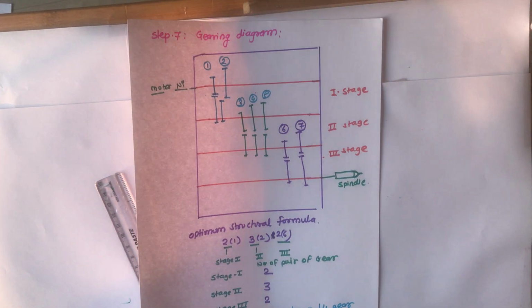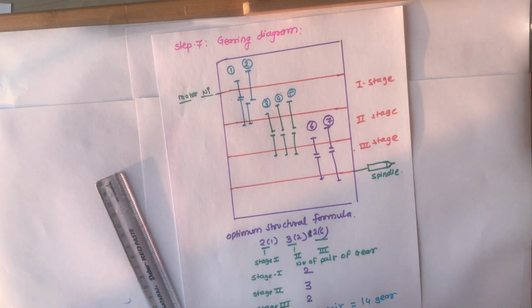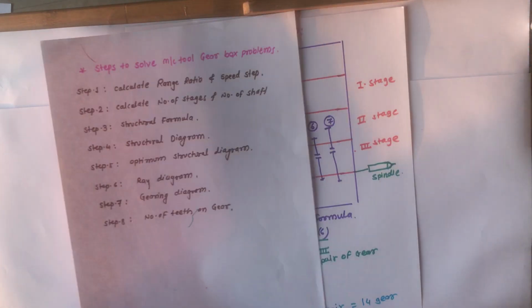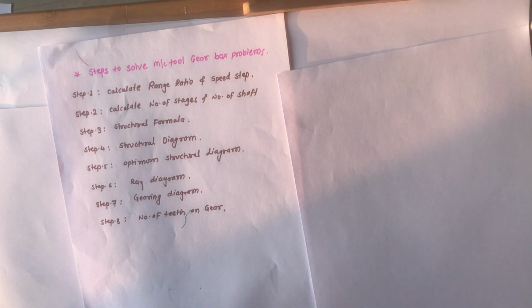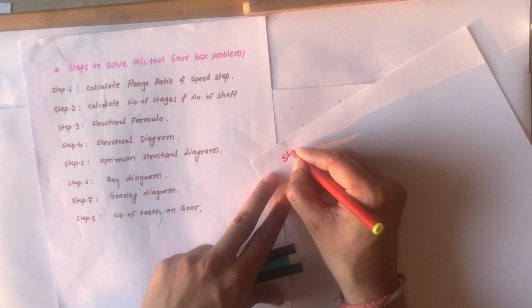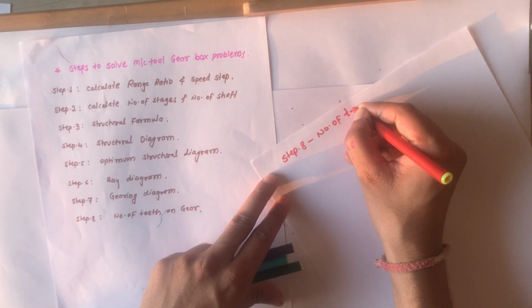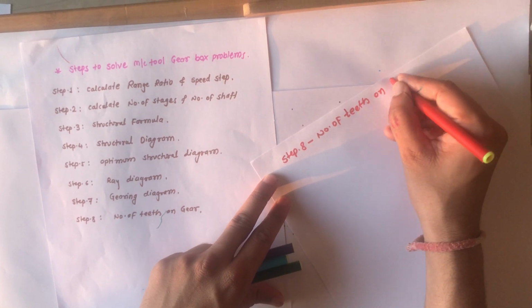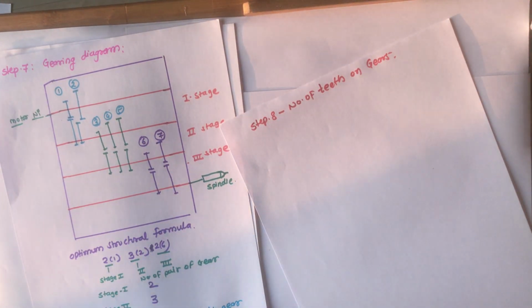Now next we will see the next step. This is step number 7, the gearing diagram. Now we will see step number 8. Step number 8 is the number of teeth on gears. For that we need the gearing diagram and the ray diagram.